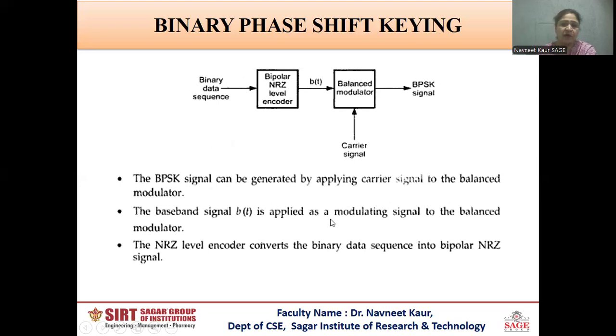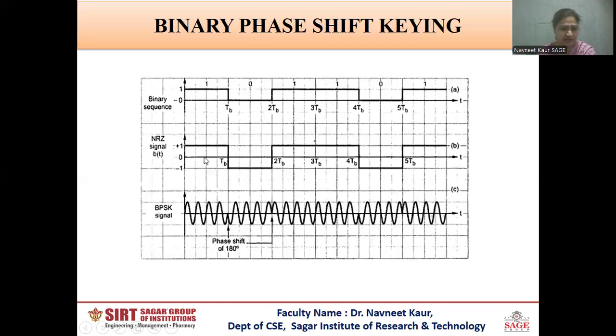Now, for generation of binary phase shift keying signal, we have a block diagram in which I have as input a digital message signal. We know that the digital message signal is in the form of 1 and 0, but I want to change it to 1 and minus 1. So I'll put it into a bipolar NRZ encoder, which will change it to bT, where bT will have two levels, 1 and minus 1, which I have shown in this diagram.